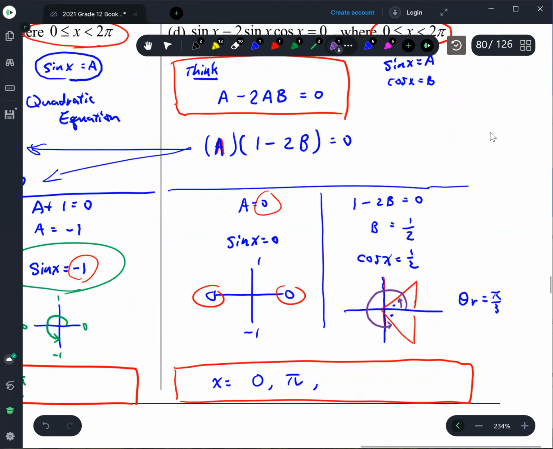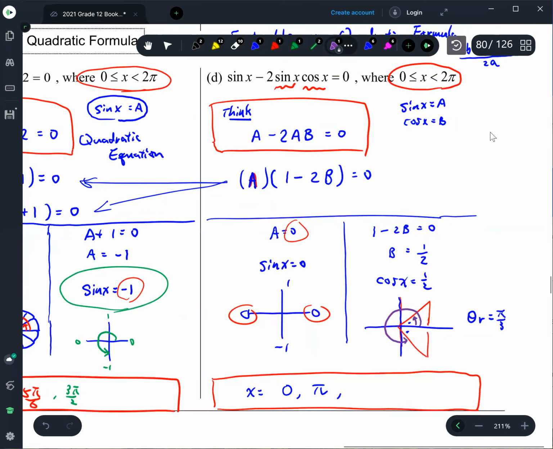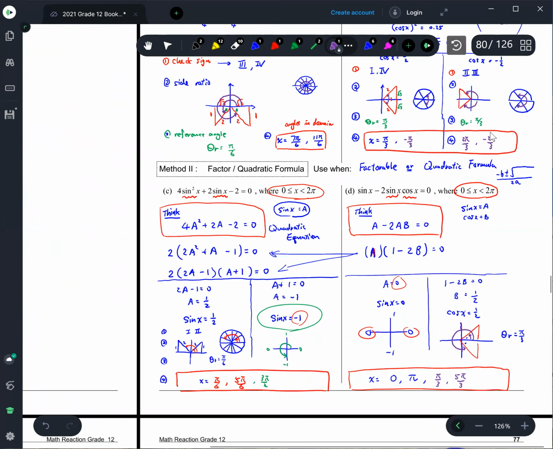So let me know when you found it. Is it 5 pi over 3 and pi over 3? Very good, okay, you got it. So first one, pi over 3, 5 pi over 3. Okay, so as you can see, the number of answers could be 2 answers, could be 4 answers, could be 3 answers, right? It also depends on the domain.